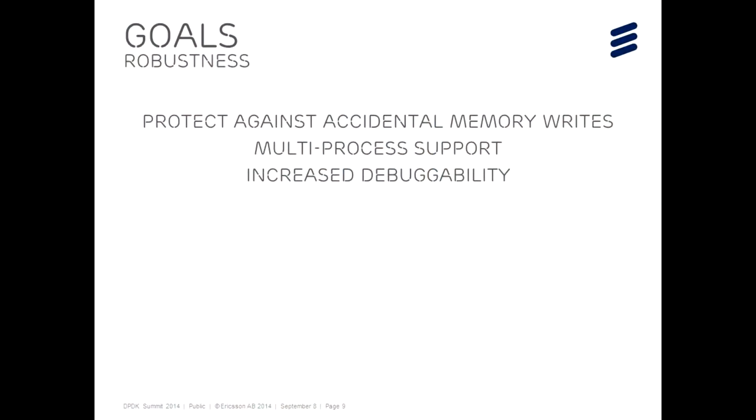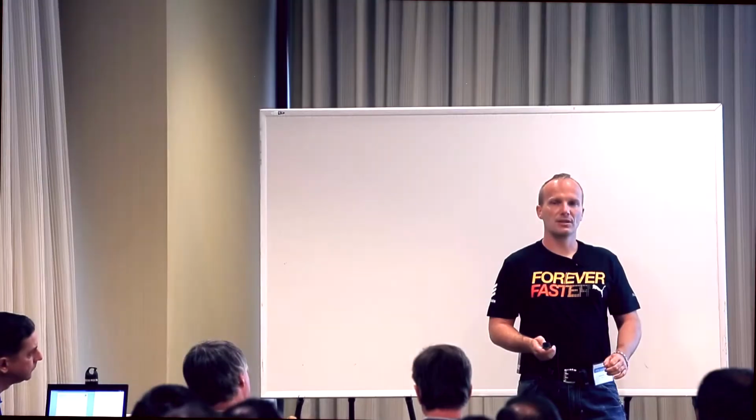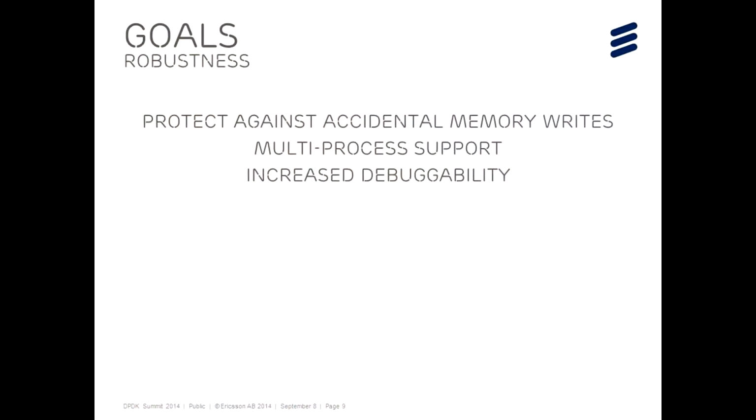And unlike DPDK, we try to separate the memory. This is going to be important also in terms of robustness and also in performance. Multiprocess support. As I said, our applications typically use many similar processes, and we had to enhance DPDK's multiprocess support a bit. Also, debuggability is for robustness.